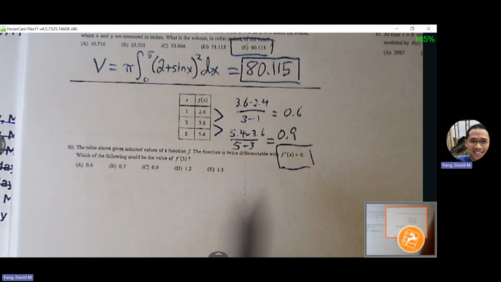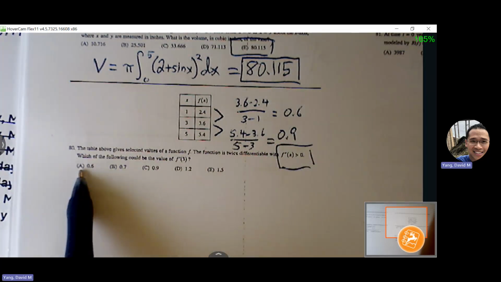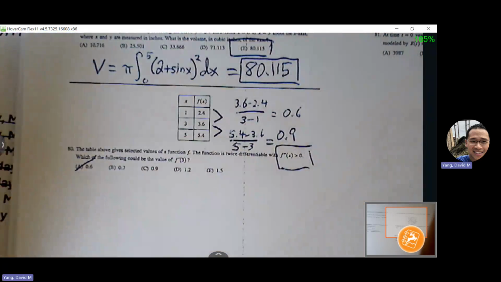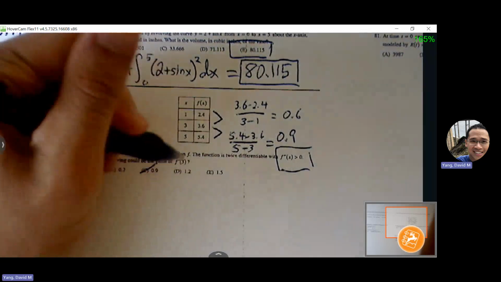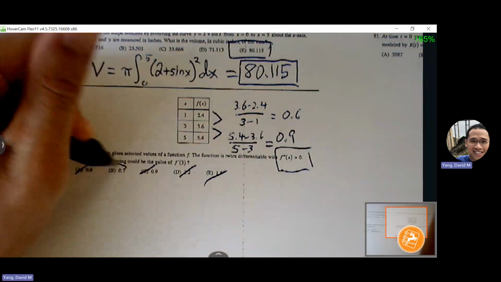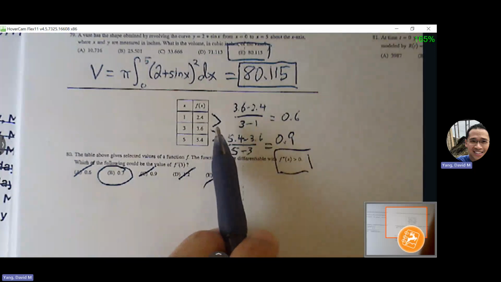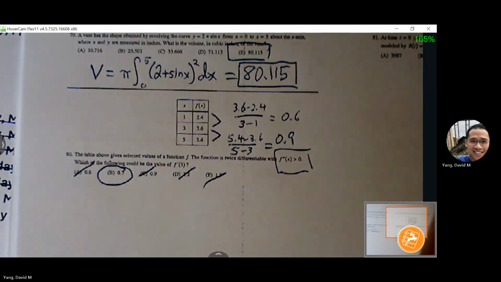It's got to continually increase in its slope. So 0.6 is not going to be good enough because it needs to continually increase since we have a continuous concave up here. 0.9 doesn't work. Anything more than 0.9 doesn't fit that pattern. The only thing that fits is 0.7. We know that we want f prime of 3 to be 0.7 so that every slope is going to continually increase.